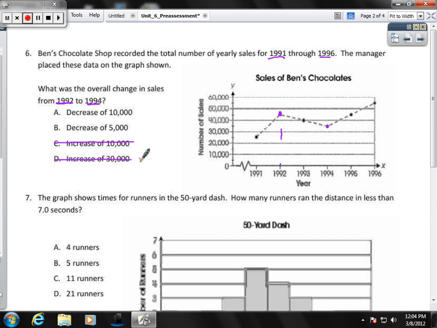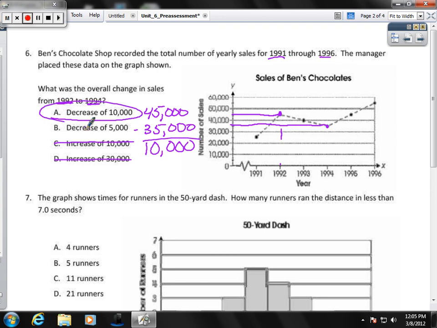Eliminate wrong answers. Now, I want to follow this data point. Nice straight line over there, which is about 45,000. And I follow this data point all the way over here, which is about 35,000. If I want to find how much change there was, what was the difference between those two? Am I going to add or subtract? Matthew, I am going to subtract it. What is 45 minus 35? 10,000. 45,000 minus 35,000 is 10,000. That is the correct answer.